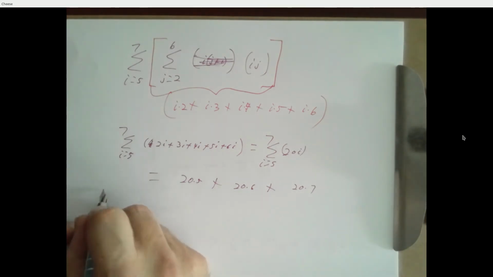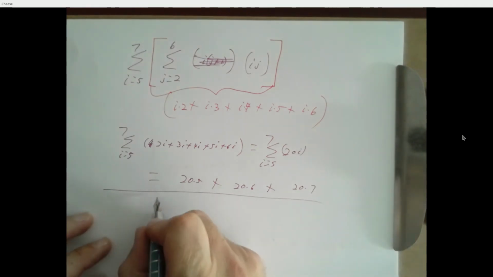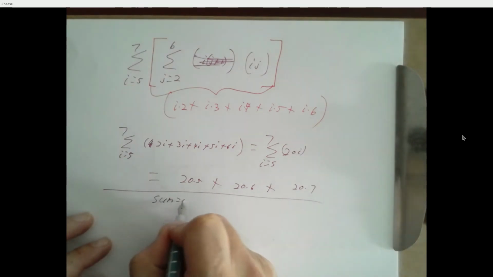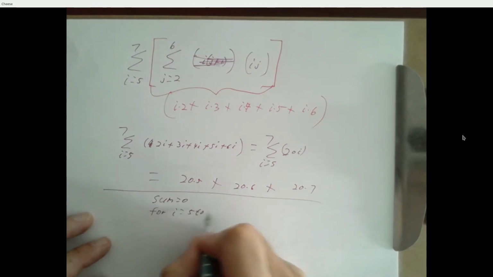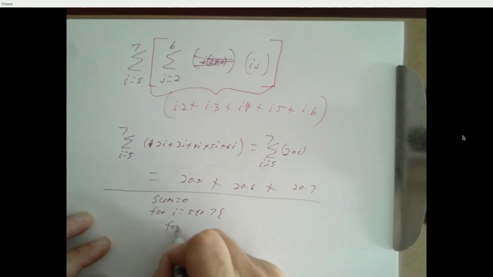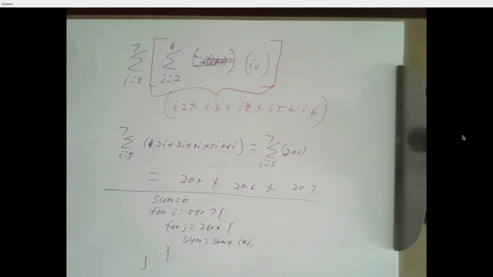So double sum is basically nested summations? Exactly. That's exactly what it is. And so if we did this in code, set a running sum equal to 0, for I equals 5 to 7, for j equals 2 to 6, sum equals sum plus I times j. There's the code equivalent.